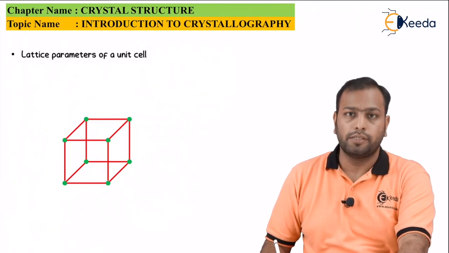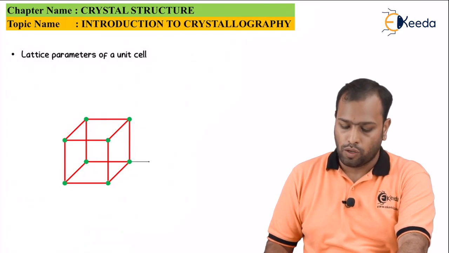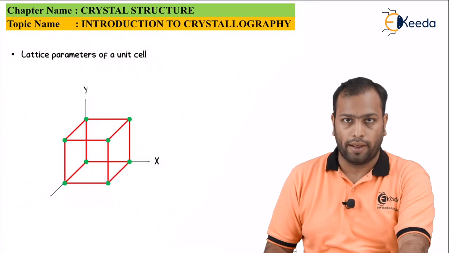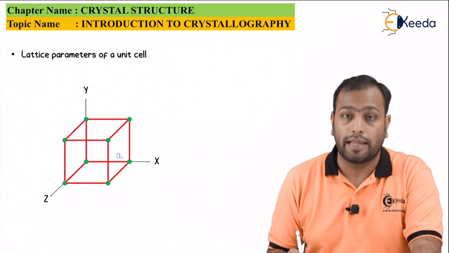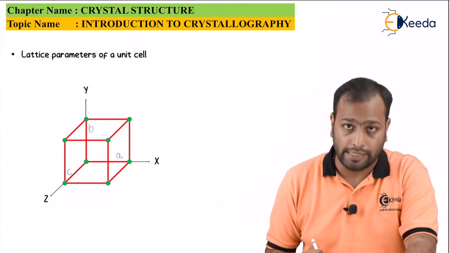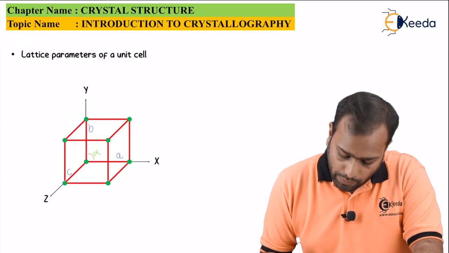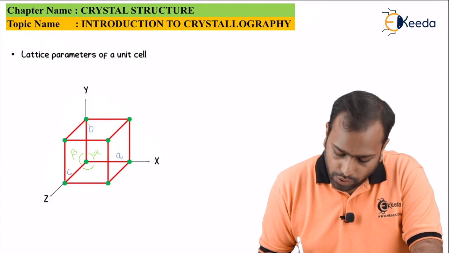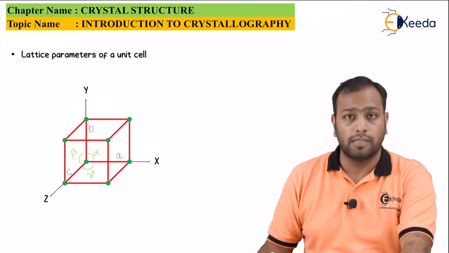To study the lattice parameters, we'll place this unit cell on 3-dimensional Cartesian coordinates, of which the x-axis, y-axis and z-axis are represented as shown. We'll label them as x, y and z. Now the length on the x-axis is shown as a, the length on the y-axis is shown as b, and the length on the z-axis is shown as c. The angle between the x and y axis is shown as alpha. The angle between the y and z axis is shown as beta, and the angle between the x and z axis is shown as gamma. These are the 6 parameters by which a crystal lattice is defined.